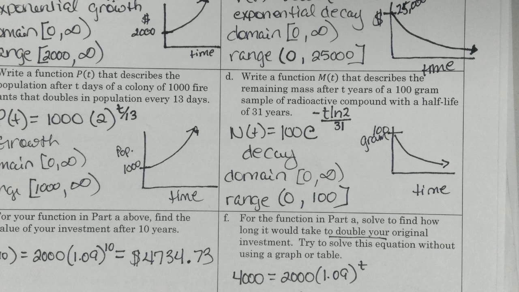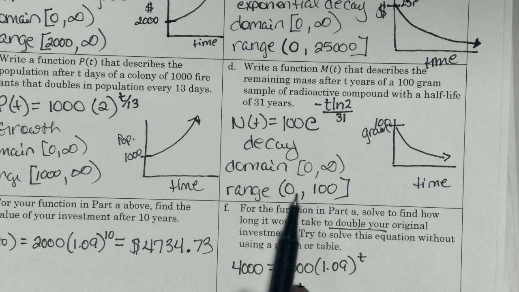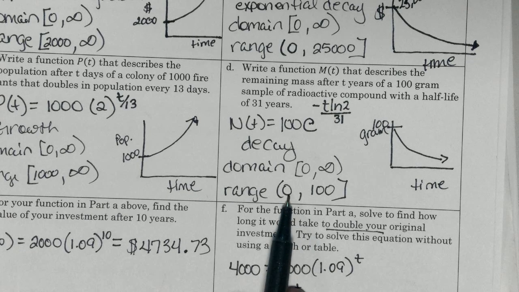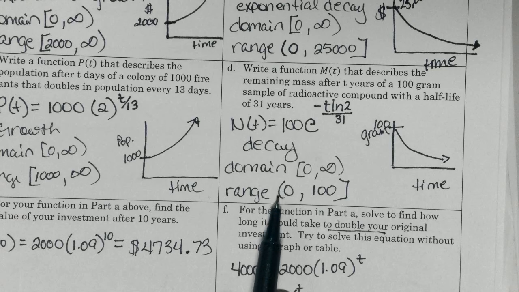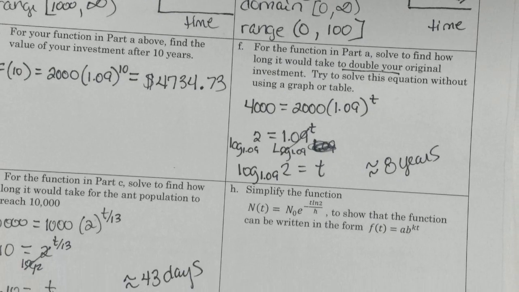Keep in mind, folks, we started at 100, and then we're approaching 0. But you always write your domain and range in order from least to greatest. You always do that. Never do it backwards. It's just wrong. You don't wear your pants backwards. Don't write your numbers backwards. All right. The last thing we're going to do.